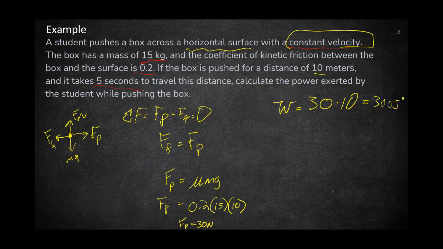To find the power, which is the rate that work was done, we have 300 joules, and it took us 5 seconds. So we have 300 divided by 5, which gives me 60 watts.